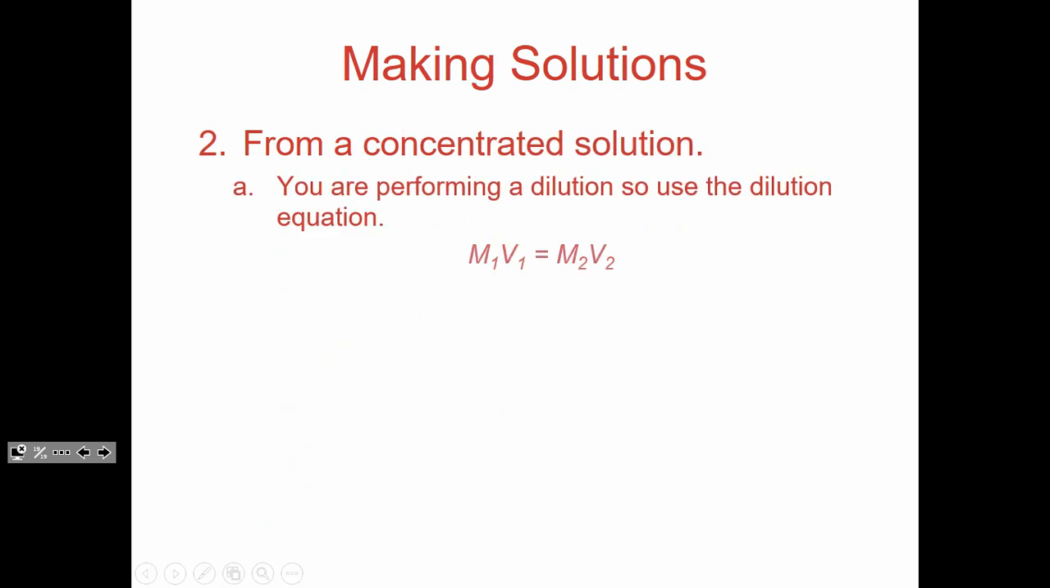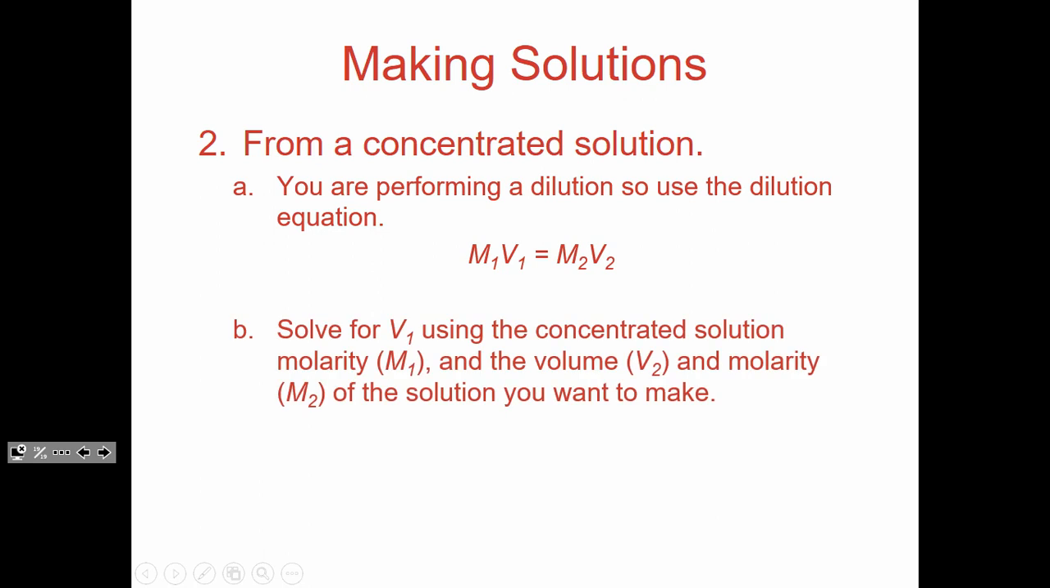Now, the other thing you should understand, we also talked about this back in chapter 4, and that is making a solution from a solution itself. So you're performing a dilution. Whenever we're making a solution from an aqueous solution that's more concentrated, we're going to be using the dilution equation. What we're fundamentally doing here is solving for V1 using the concentrated solution's molarity. That would be our M1. And we know the volume and the molarity that we needed to end up with, so we know the V2 and M2. All we really have as an unknown is our original volume.